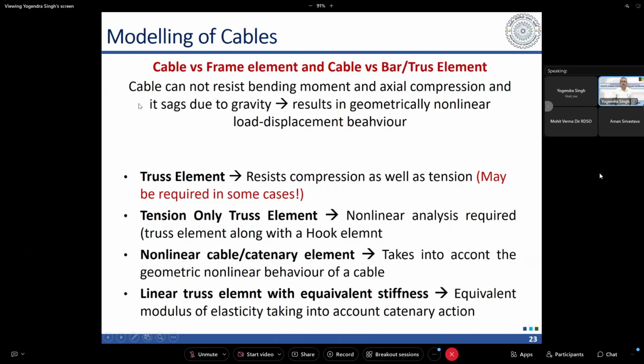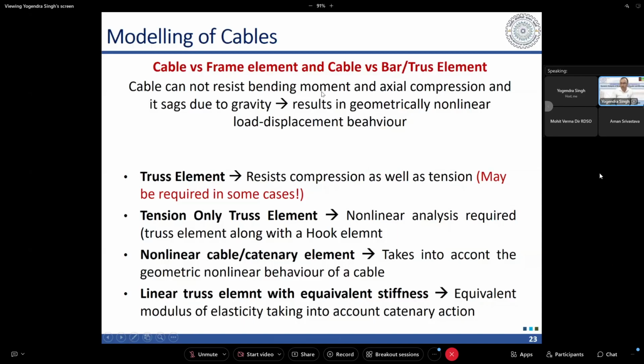So the displacement in the longitudinal direction will be contributed not only by axial deformation of the cable, but also by change in its shape. And that's why its behavior is nonlinear, or what we call geometrically nonlinear behavior. So the geometric nonlinearity of the cables also we have to take into account.